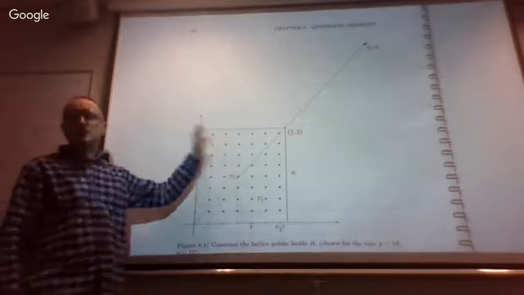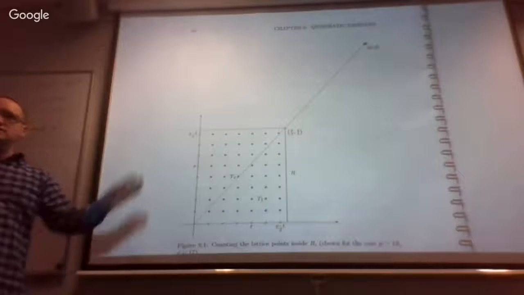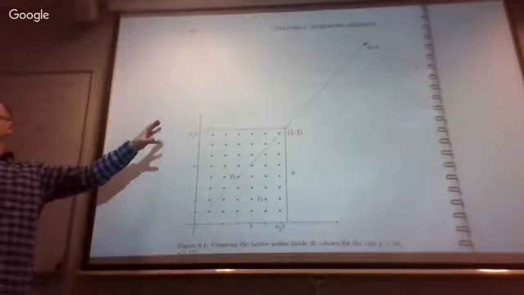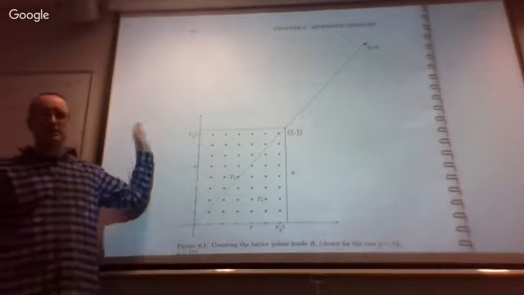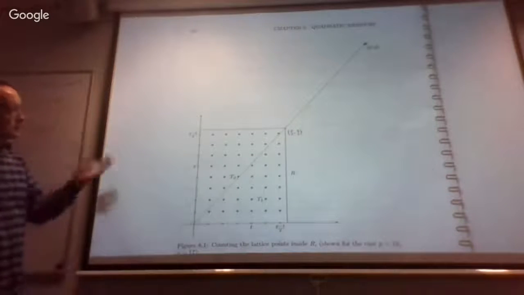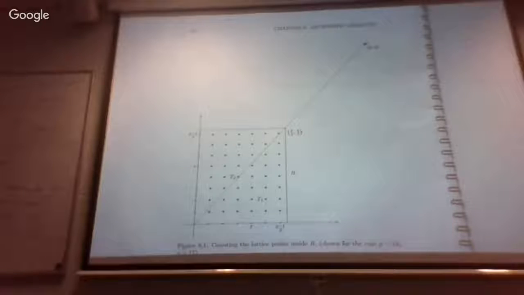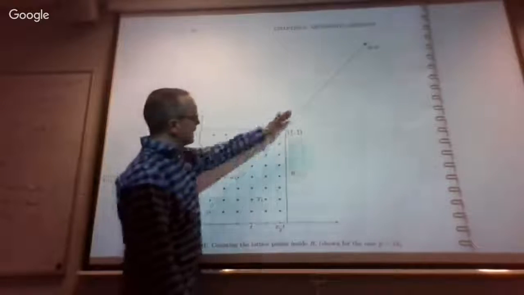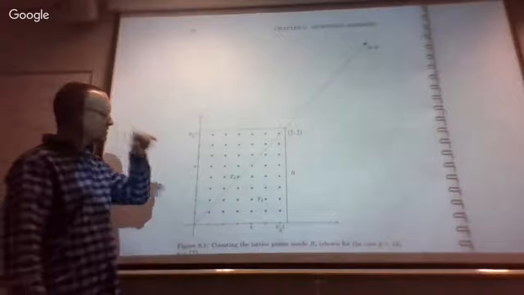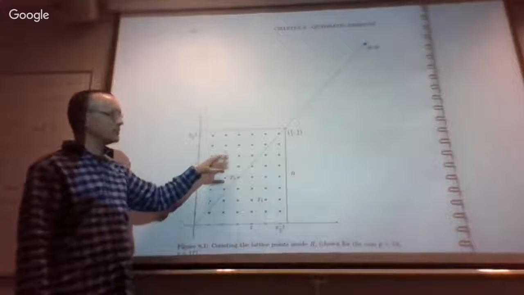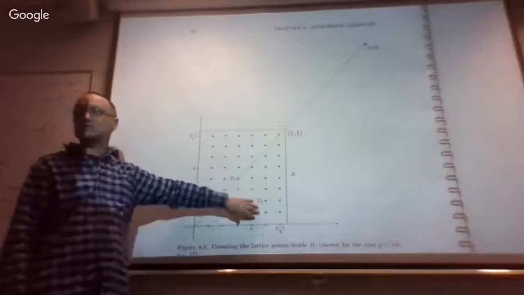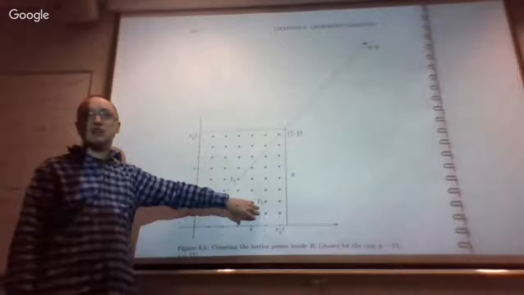So that's one way of counting. If you want to count things in a rectangular piece of an integer lattice, you just multiply the number of rows by the number of columns. But there's an alternative way to count it, and that's to take this line, which goes from the origin through (P, Q), and to add up the number of points in the top triangle plus the number of points in the bottom triangle.